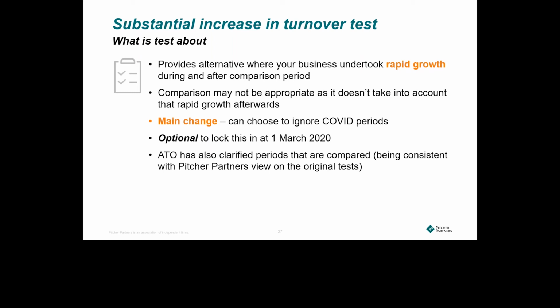So the ATO have provided this concession that businesses can now lock in that growth up until the 1st of March 2020, meaning you're essentially testing the decline against this higher benchmark.